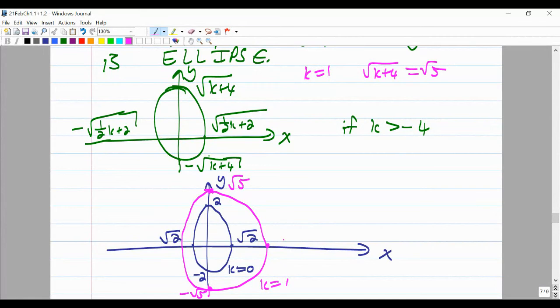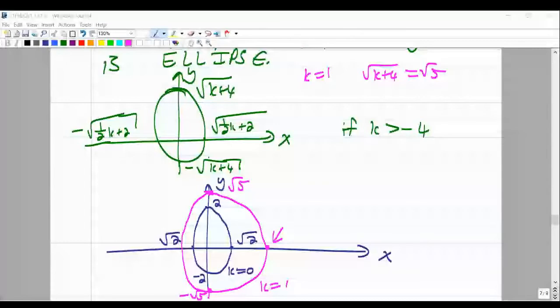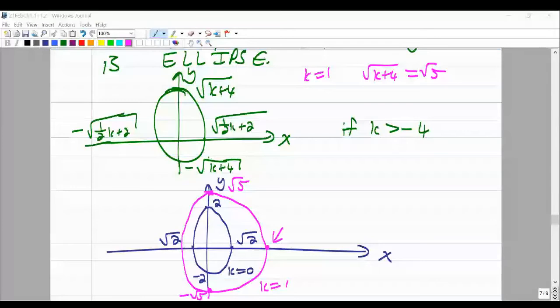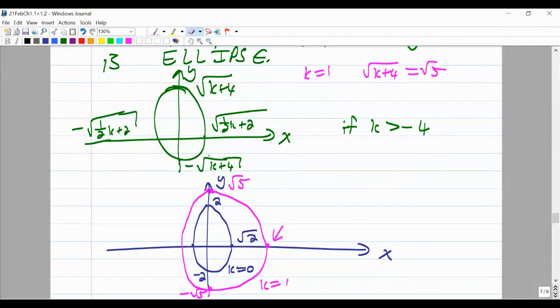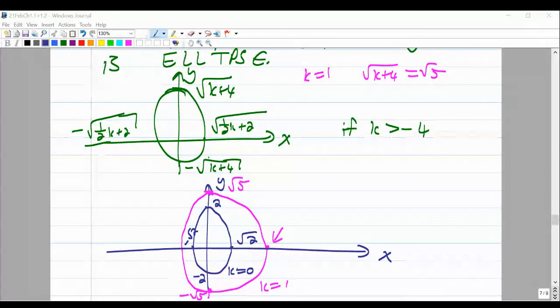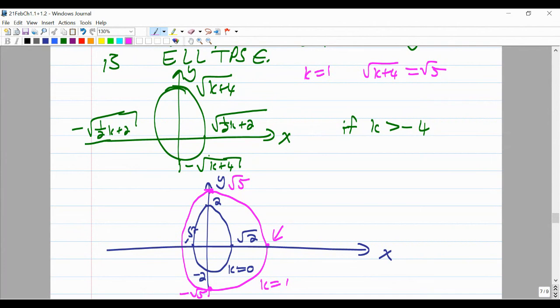And who can tell me what is this point? So when k is 1, we get the pink ellipse. And where does the pink ellipse cut the x-axis? That's meant to be minus root 2. I'm going to wait for you guys to do some maths. Yeah, 2.5. So that's going to be slightly bigger. So that's root 2.5.